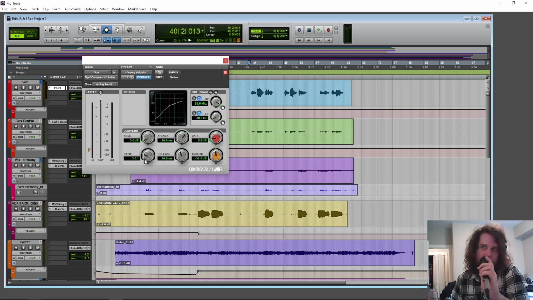A ratio is what you'll see on a lot of different compressors, and it's probably one of the more important things besides threshold. It's probably the next step that you want to be looking at. A ratio is basically how much is getting compressed when it goes past the threshold point. So let's take an obvious example here. If I put it at 1, I'm basically doing nothing to my signal.